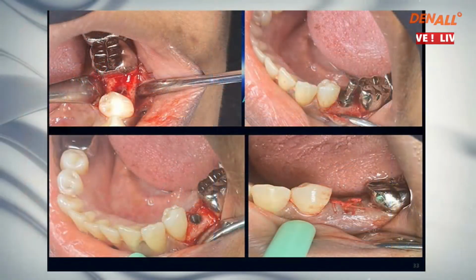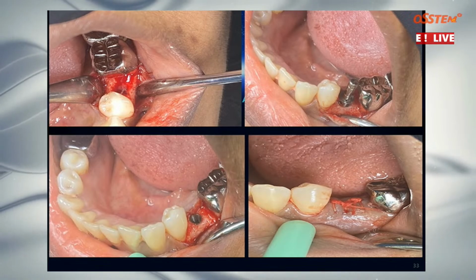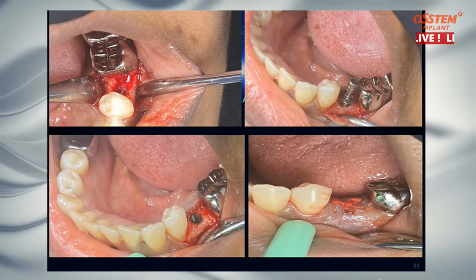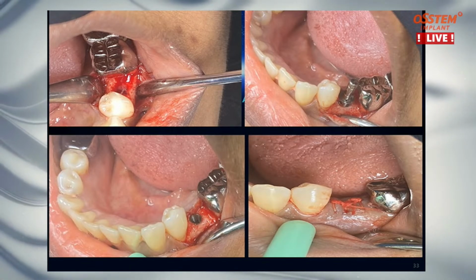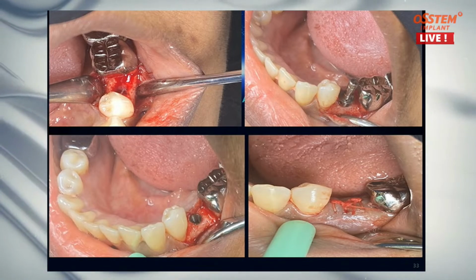And this is during the surgical phase. Opening of the flap, placement of the paralleling pin. See how exactly it is in the center, mesiodistally and buccolingually. So that is how you should start doing your initial cases.